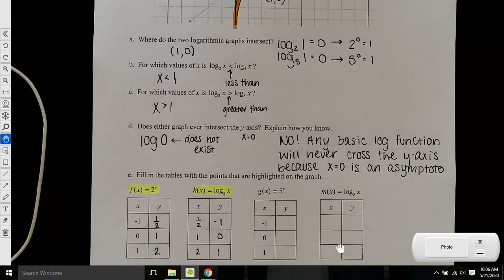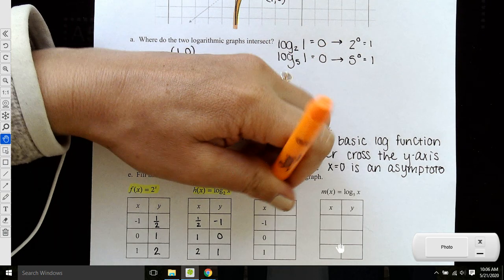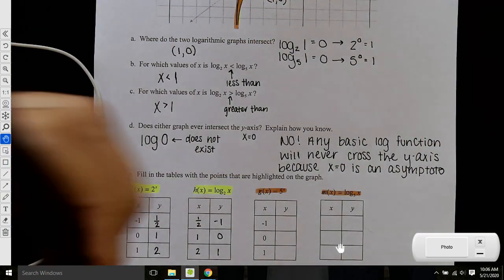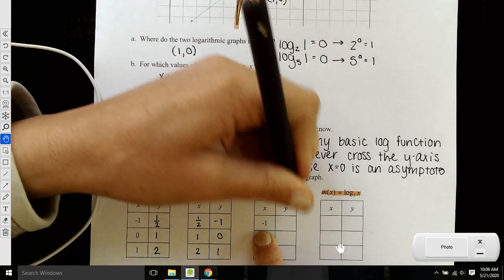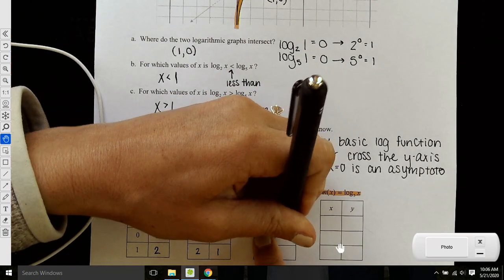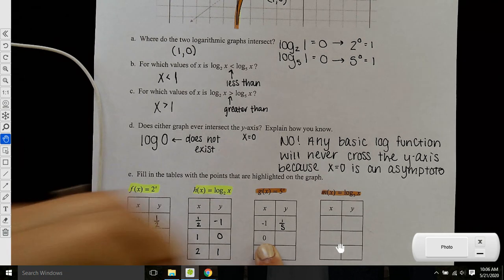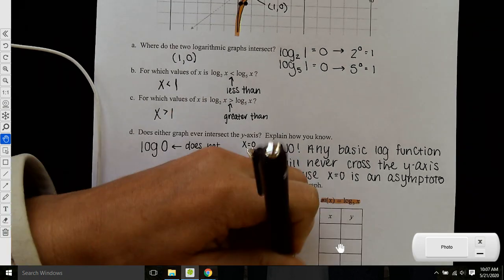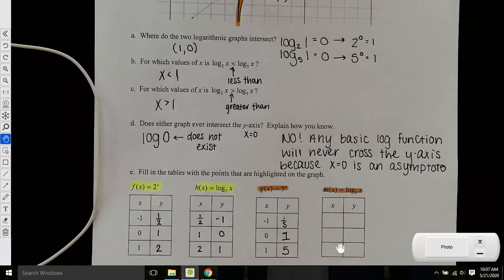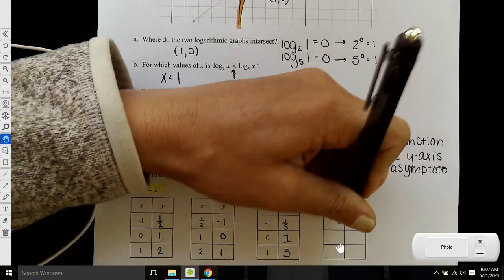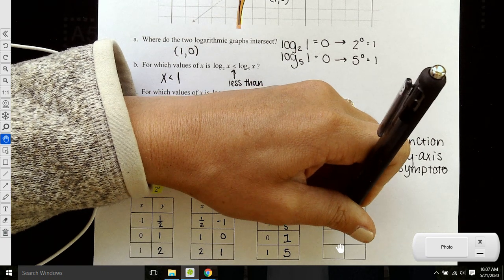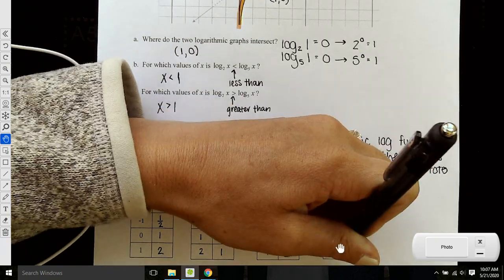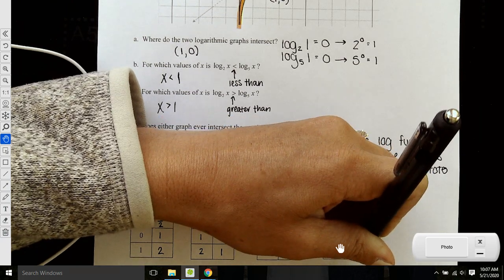Now my next one, 5 to the x. 5 to the negative 1 is 1 over 5. 5 to the 0 is 1. And 5 to the 1 is 5. If I take that and flip-flop it, I have (1/5, negative 1), (1, 0), and (5, 1).